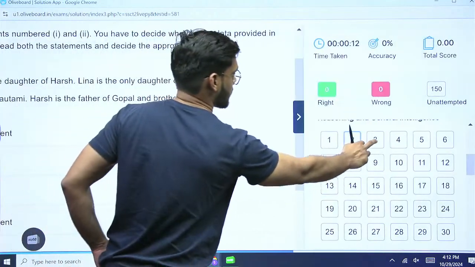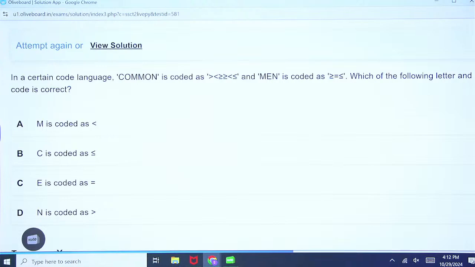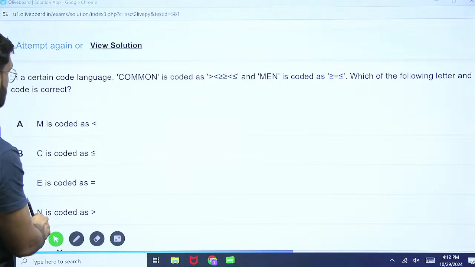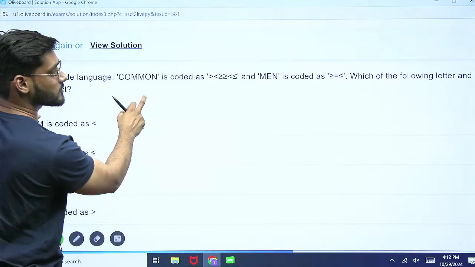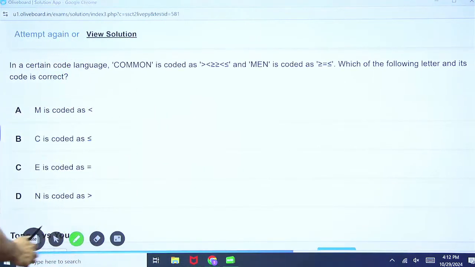The third question on your screen is from coding decoding. Let's find out the right answer.